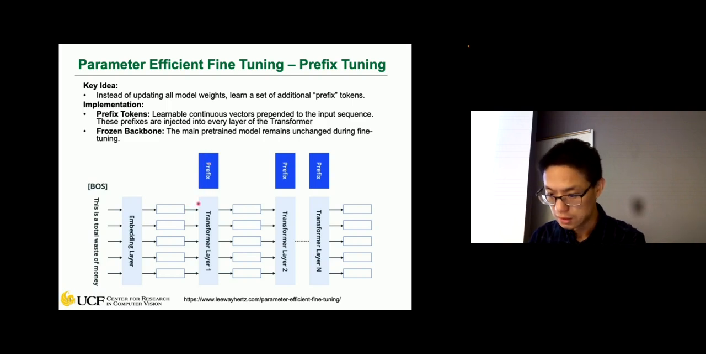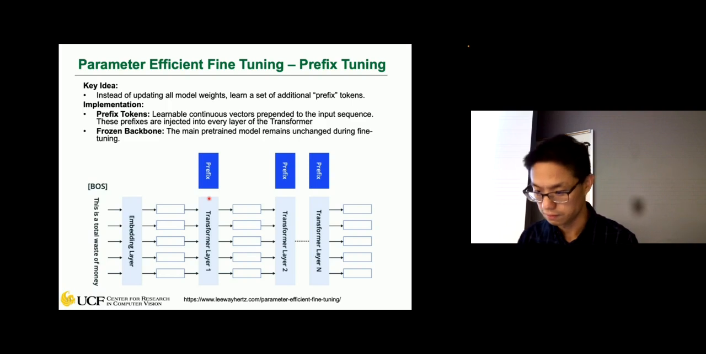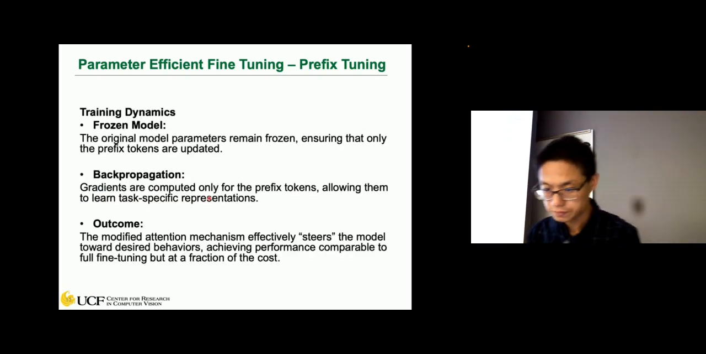So at each layer, you append these prefix tokens to the original input token sequence, and they will participate in the self-attention computation, those QKV matrices. And these are learnable, so they will basically adjust the attention mechanism based on these learnable tokens. We call this the prefix token. So that's the idea.